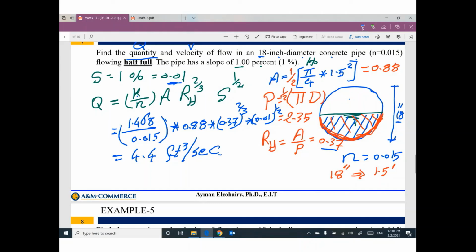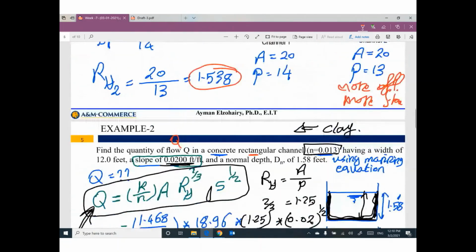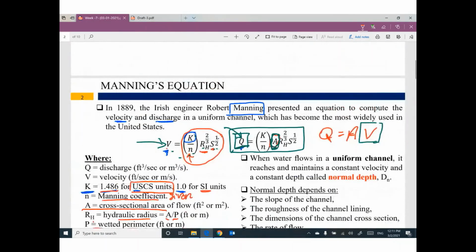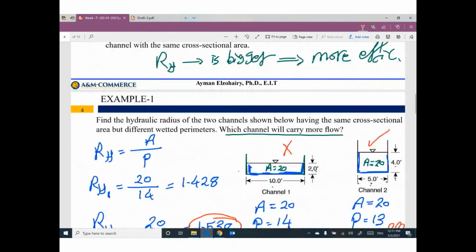If you would like to go back and use velocity equal Manning equation, that's fine. If you are smart enough, Q equal area times V. Right now, the discharge equal 4.4 and the area equal 0.88. Can you figure out the velocity? Yes, I can. The velocity will be 5 feet per second. I am done. Believe me, if you tried to figure out the velocity using this equation, you will get the same answer. Okay?